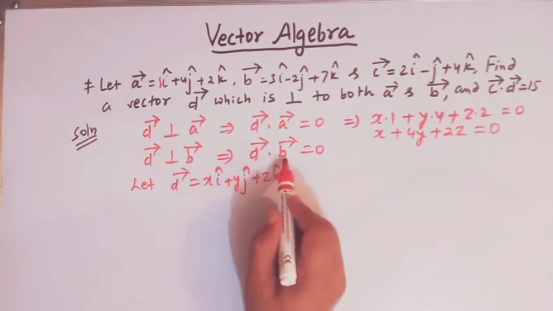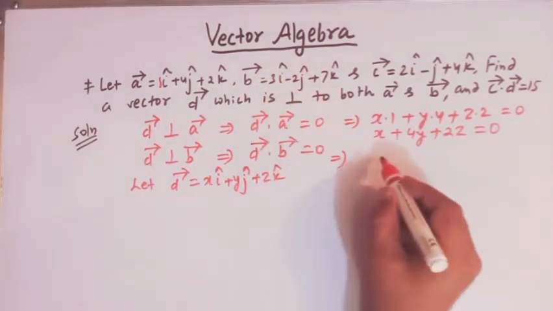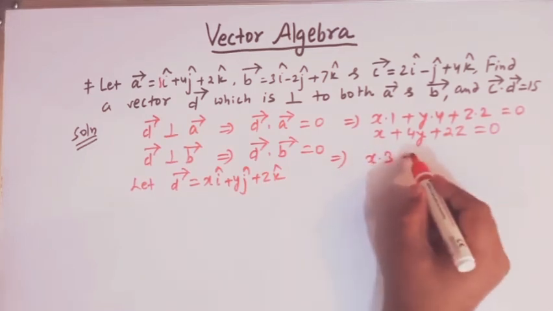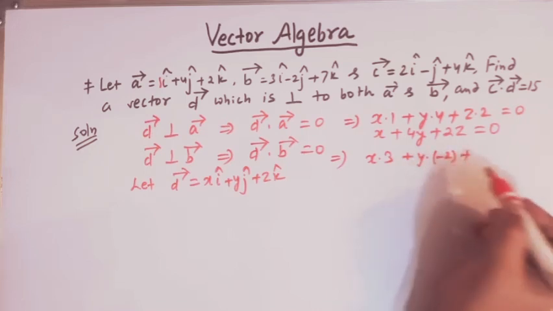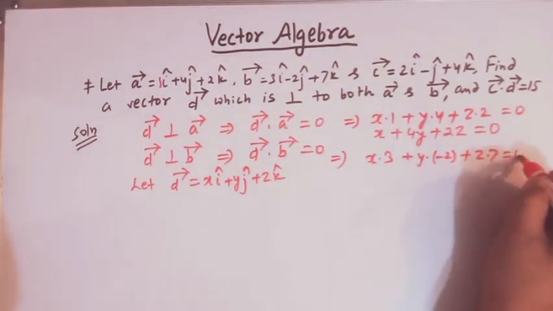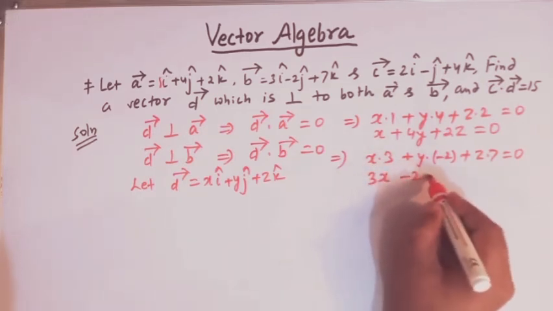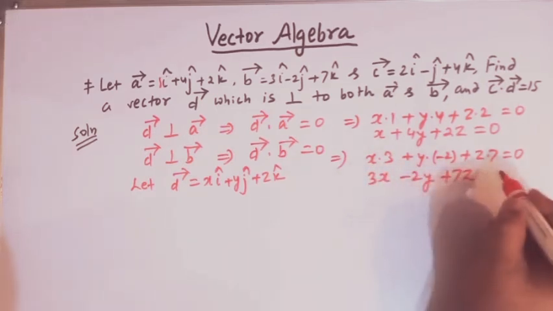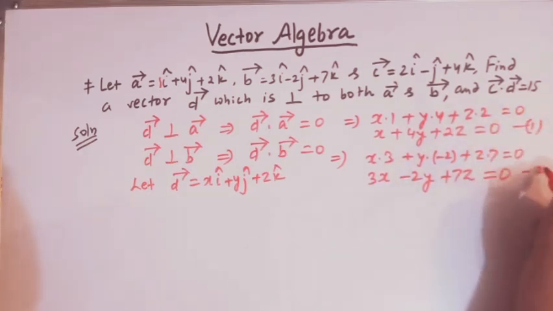Now vector D dot vector B gives us x times 3, then y times minus 2, plus z times 7, is equal to 0, right? So this can be written as 3x - 2y + 7z = 0. This is equation 1, this is equation 2.